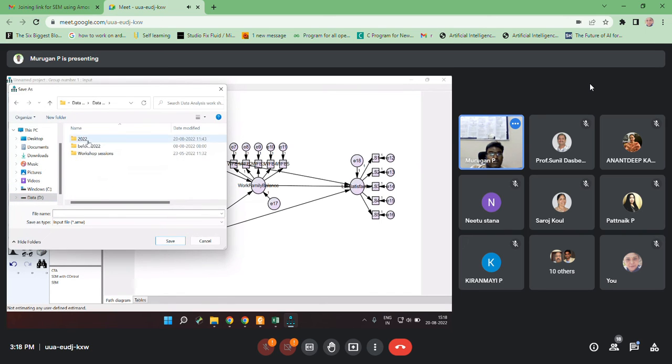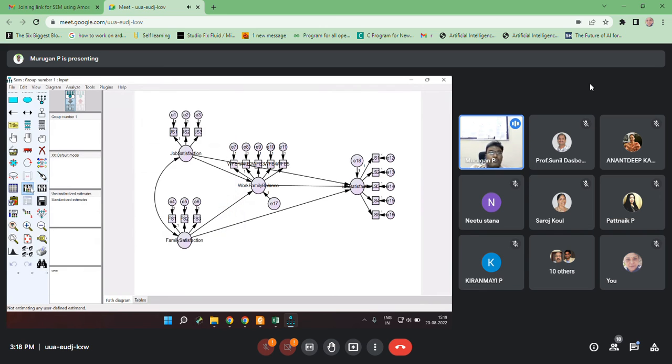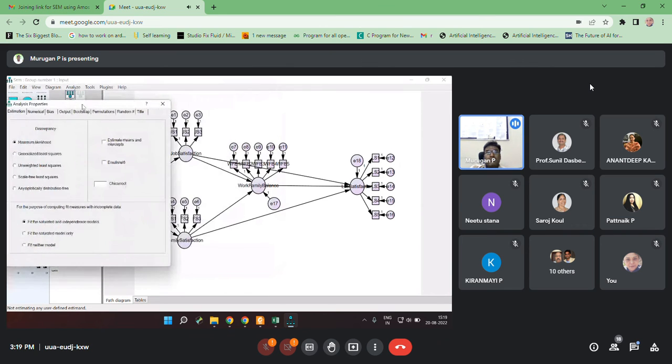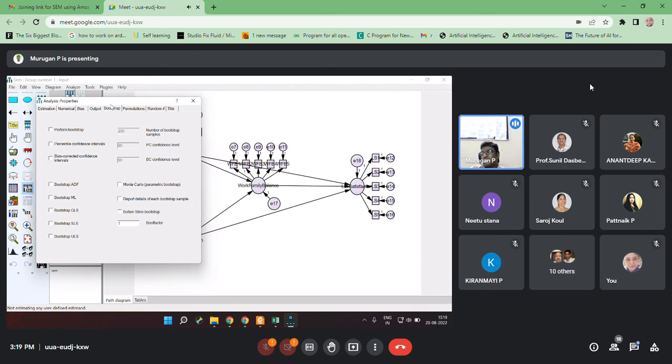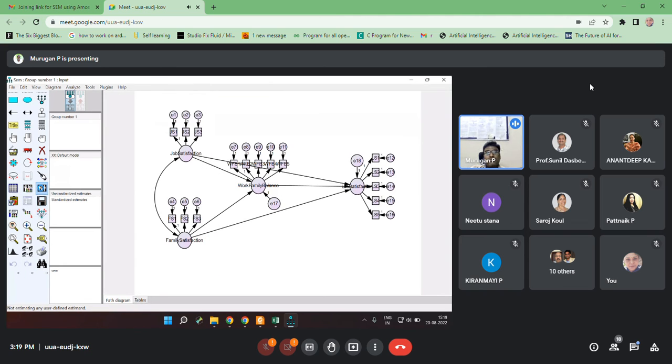Data. If you go to analysis properties, here you have this output, right? In the output, you have to check this indirect effect. Then only you will be able to do the indirect effect testing. Standardized estimates, squared multiple correlation, modification indices. In the bootstrap, I'm going to use the bootstrapping approach. Perform 5000 bootstrap with a 95% confidence interval, bias corrected as well as percentile. Close this. Now you run the analysis.